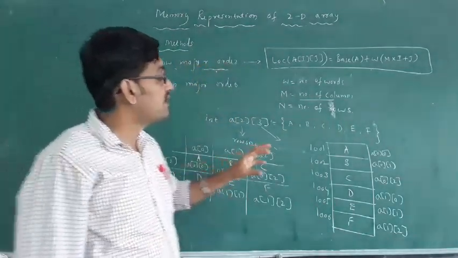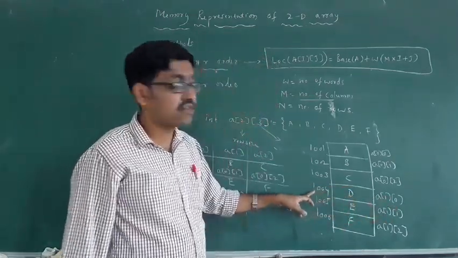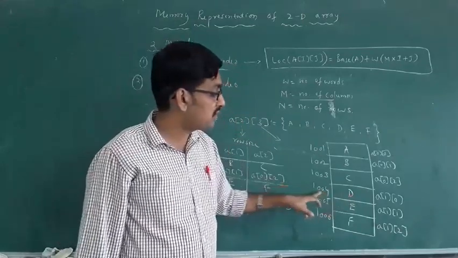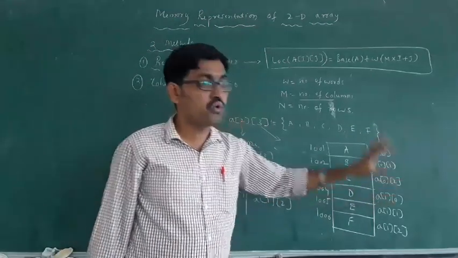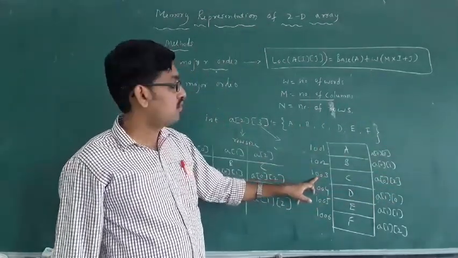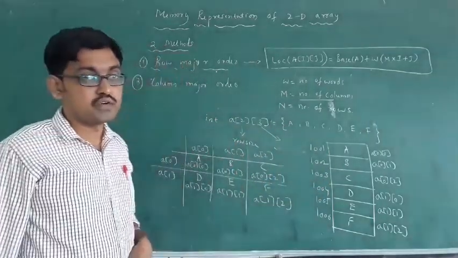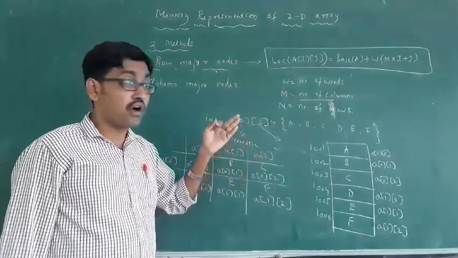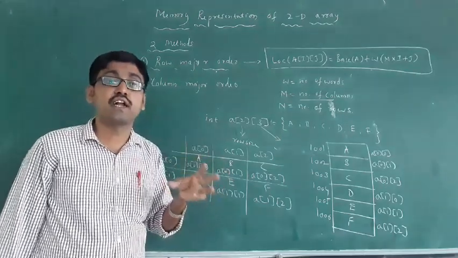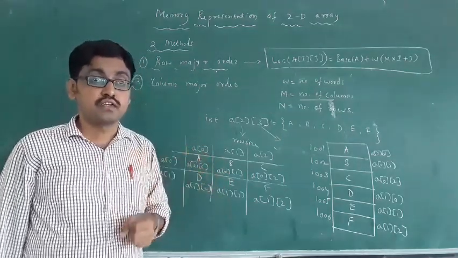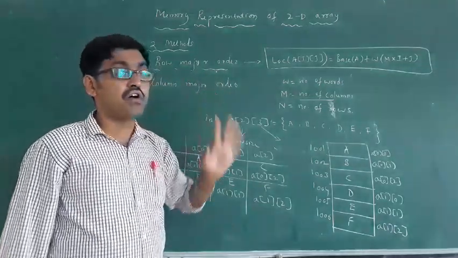If you want to find the address of A of 1 0, then the address of D is 1004. For example, I want to see the address of A of 0 2. The address of A of 0 2 is 1003. This is about how to find the addresses. They will ask you how to find the addresses of a 2D array. There are two methods we have: one is row major order method, second one is column major order.